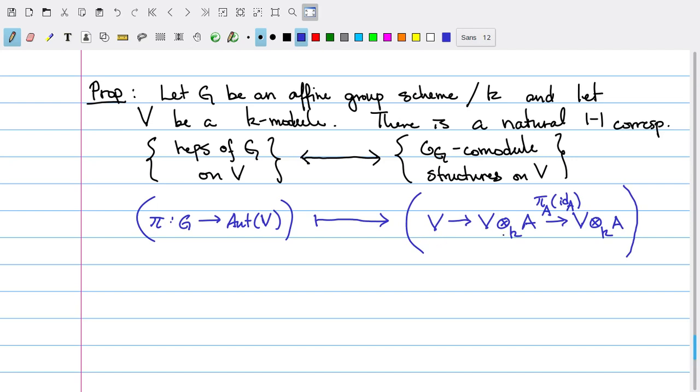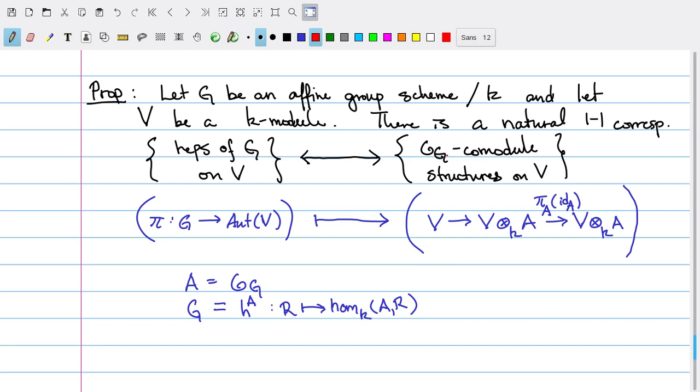of the map including V into V tensor A, and then the map from V tensor A to V tensor A induced from pi sub A of the identity of A, where here A is just the coordinate ring of G, and without loss of generality, we're taking G to be H superscript A. That is to say, the functor which takes a K-algebra R and sends it to the collection of K-algebra homomorphisms from A to R. In particular, then, the identity on A is an element of G of A.